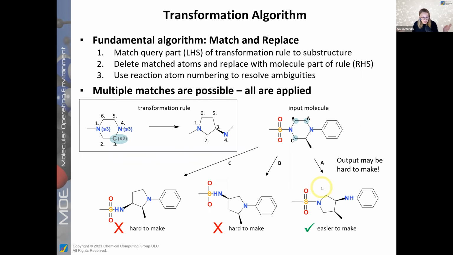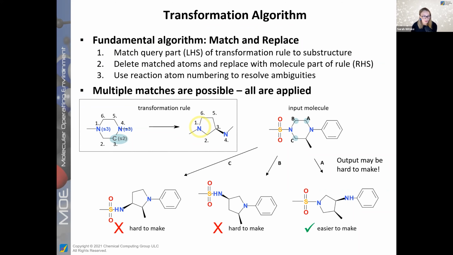So once we have the reactions, how does the transformation algorithm work? Well, basically, it's a match and replace. So we have our transformation, and if our input molecule matches the left-hand side of the transformation rule, we delete those atoms and we replace them with the right-hand side of the transformation rule. If there's any ambiguity, we have the atom numbering to help us out. If there is a way of matching it multiple times, we will do all the changes.